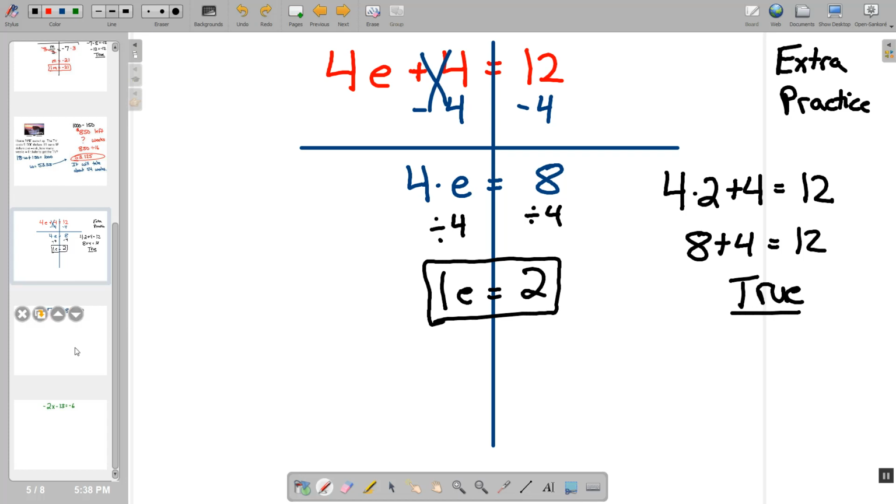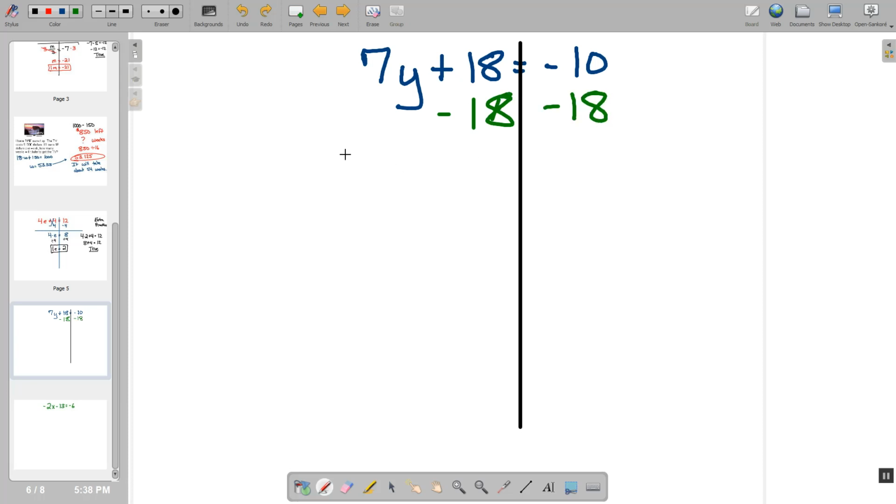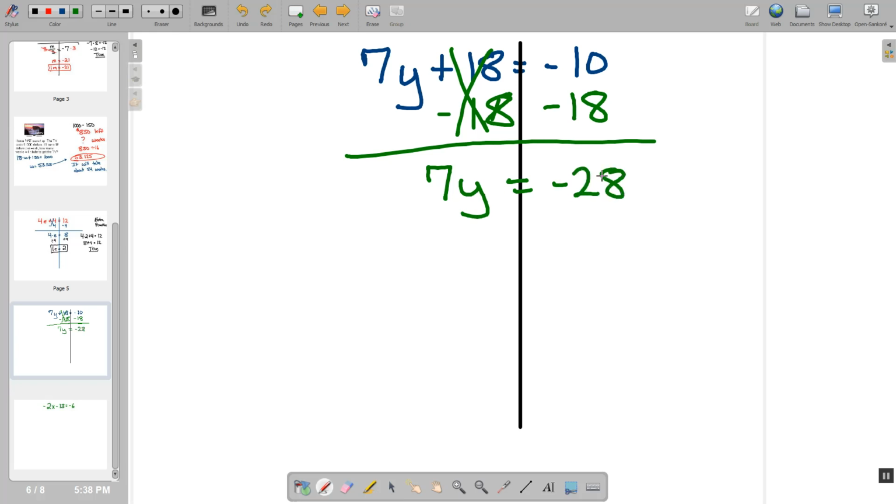Let's do another. This problem looks very similar to what we've been doing. Once again, I need to ask myself, what number is on the same side as my variable, but the farthest away? In this case, it is 18. So I'm going to subtract 18 from both sides. This is equal to 0, and I get 7y is equal to negative 28.